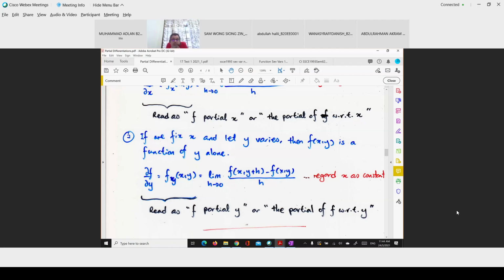according to this formula here. Okay, so we read this symbol as f partial y, or the partial of f with respect to y, or the derivative of f with respect to y.